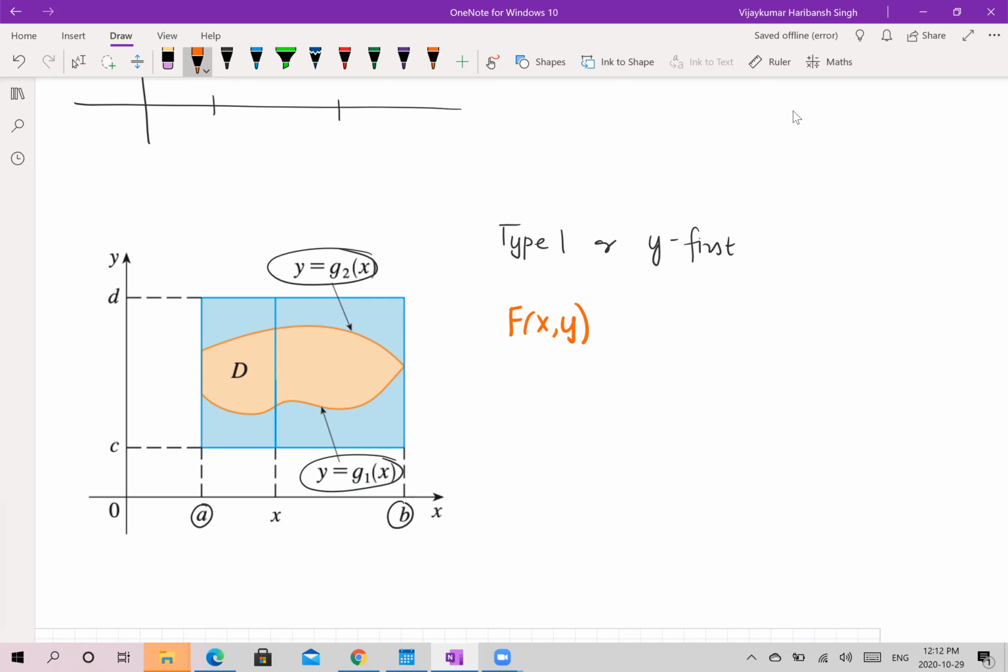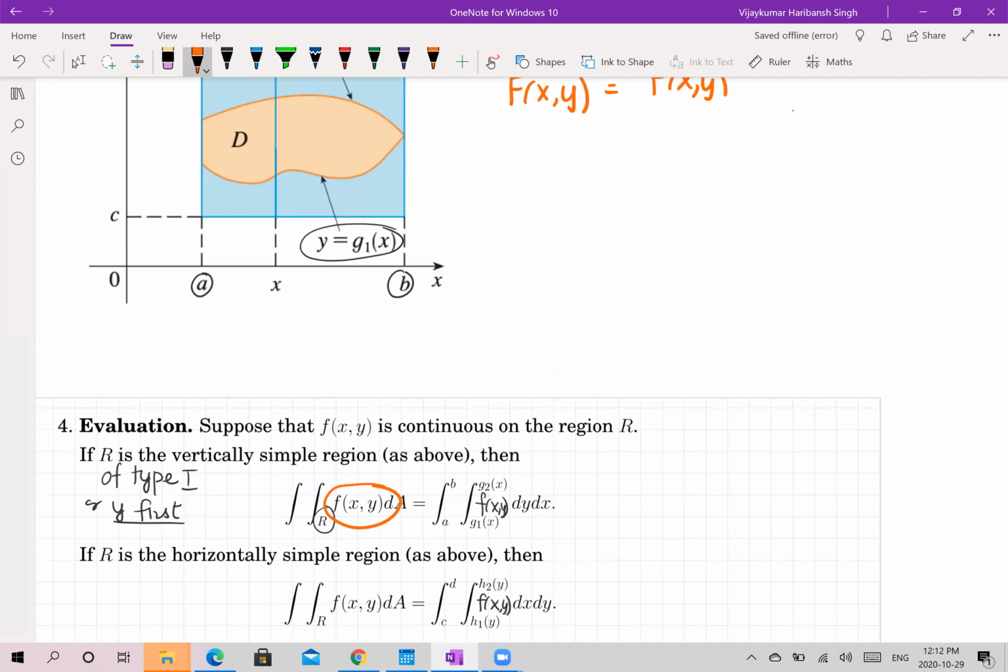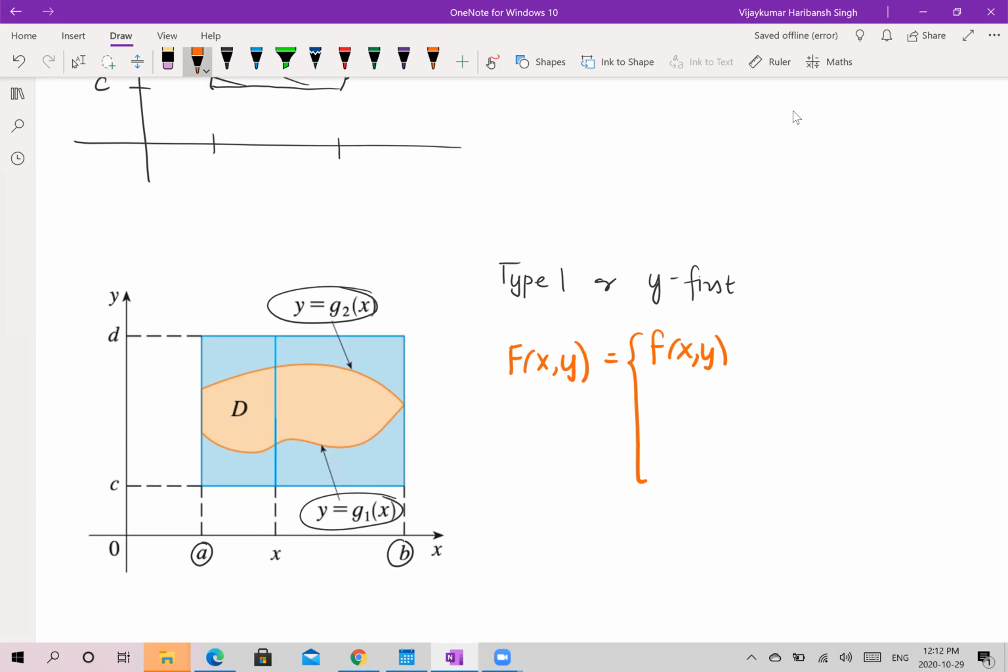So we extend this to C to D for some CD. Then we are looking at f of xy to be your original function. Note the original function is f of xy, and you're defining a new function out of it on the rectangle. So define it on AB cross CD. It is the original function if xy belongs to region D, and it is 0 otherwise.